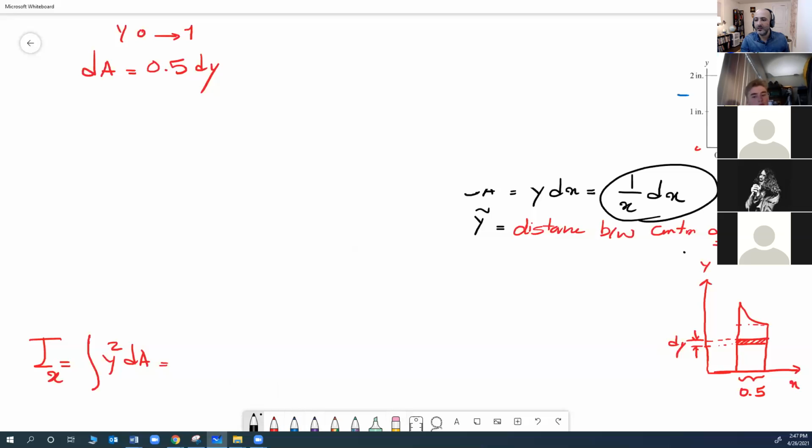Right here, the length is constant, it's 0.5. From y from 1 to 2 inches, my dA is changing. It's going to be y minus 0.5, or sorry, x minus 0.5. You're correct.